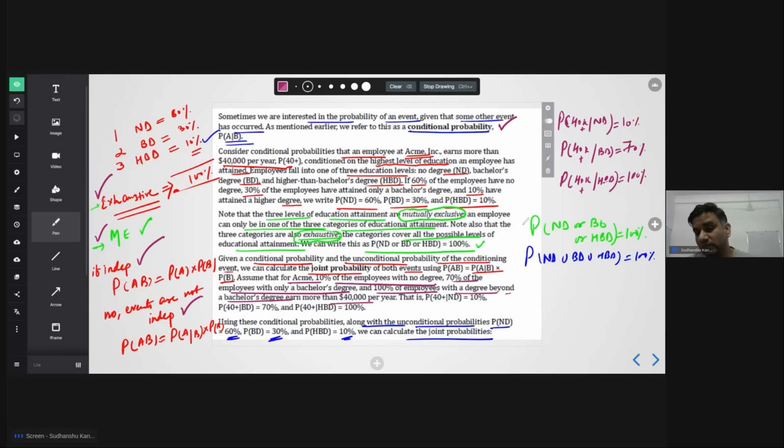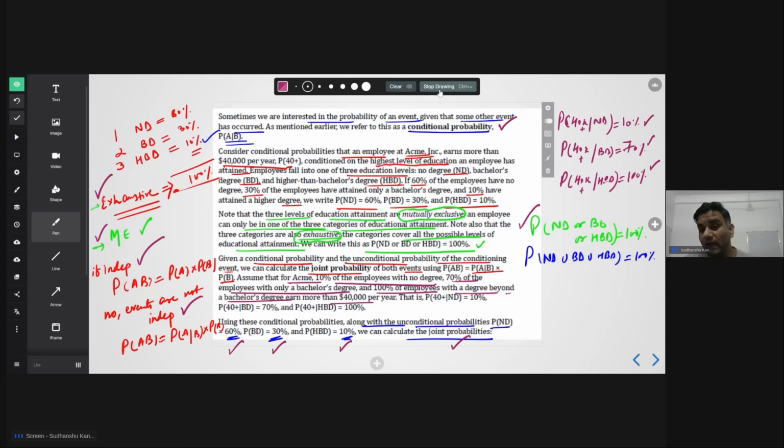What do you mean by this part? How do you understand it? How do we calculate this part and this part? Using these conditional probabilities along with your unconditional probabilities, we have this part, this part, this part. We calculate the joint probabilities. So we have done it.